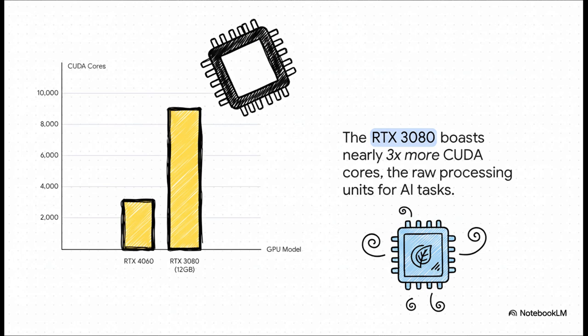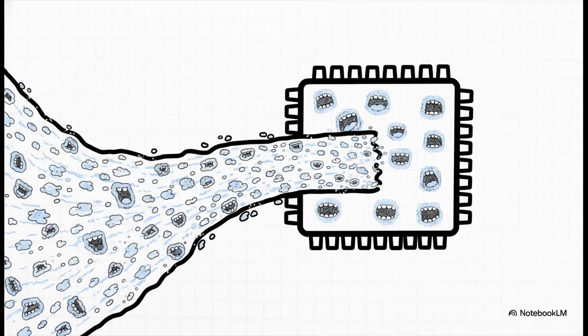The RTX 3080, especially that 12GB model, is packing almost 3 times the CUDA cores. You can think of those cores as the little worker bees doing all the heavy lifting for your AI tasks. And that huge number of cores is exactly why the 3080 just plows through really intense jobs. But see, having a ton of cores is only half the battle. They're hungry. You've got to feed them data, and you've got to feed it to them fast.